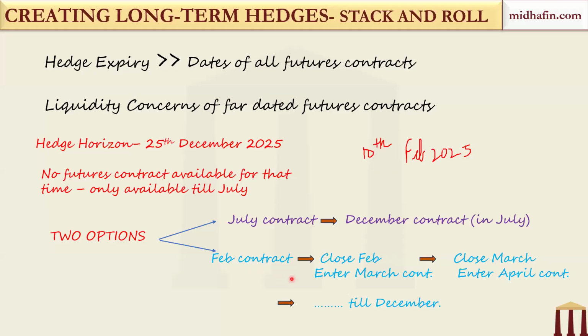Since you don't have any contract, you can go for something called stack and roll. You go for the current contract. We are assuming today is 10th of February. So you go for the Feb, then you close Feb just before March. Then you close March just before April and you continue this till December. So I asked, which option will you prefer? Only two contracts, or the second option?